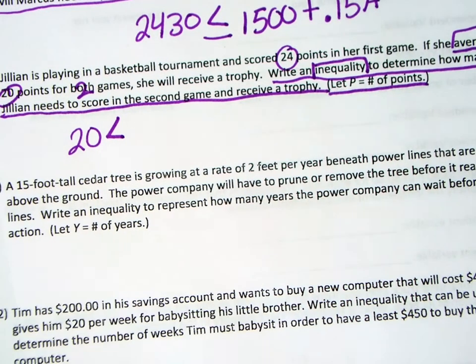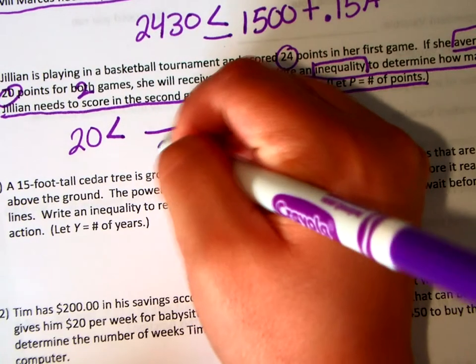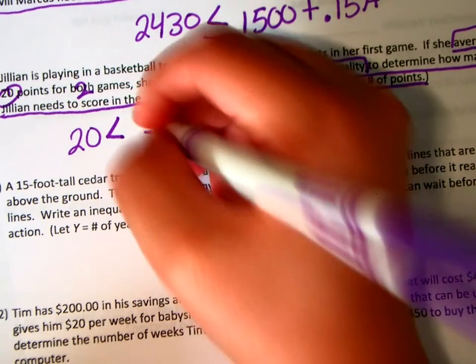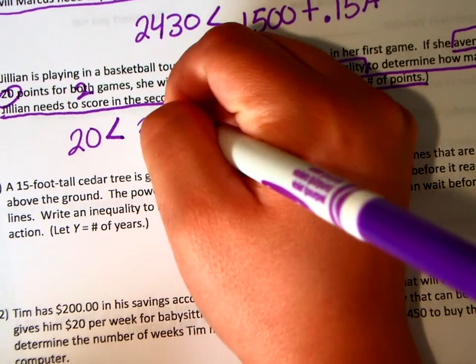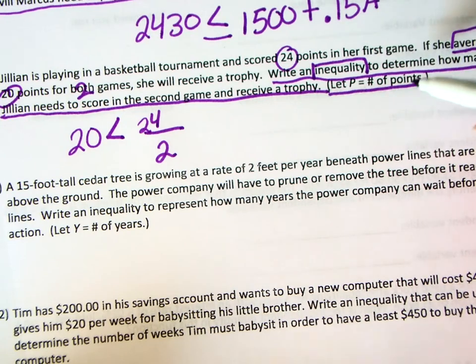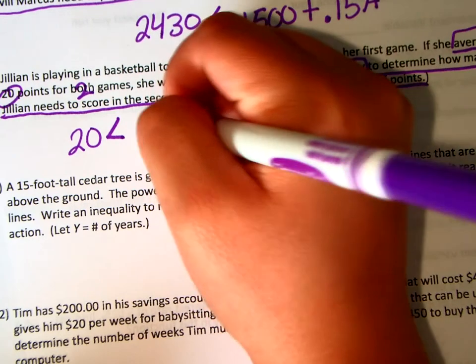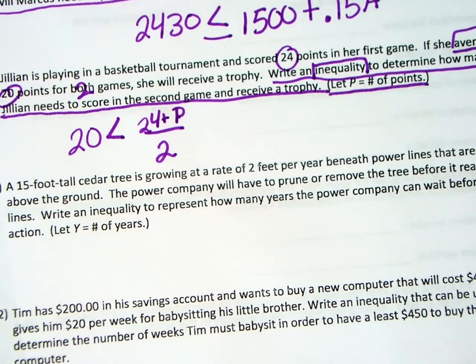And is it okay? Will she still get a trophy if she averages 20? No. Over 20. It says averages over 20. So no. So we're not going to underline it. She won't get that trophy. So there's 2 games that we're going to average. So we know we're going to divide by 2. How many points did she get that first game? And do we know how many she's going to get that second game? No, but what are we going to use? What variable? Good. So what are we going to do with the 24 and the P? Add. Good. And we're done. So 20 is less than 24 plus P, all divided by 2.